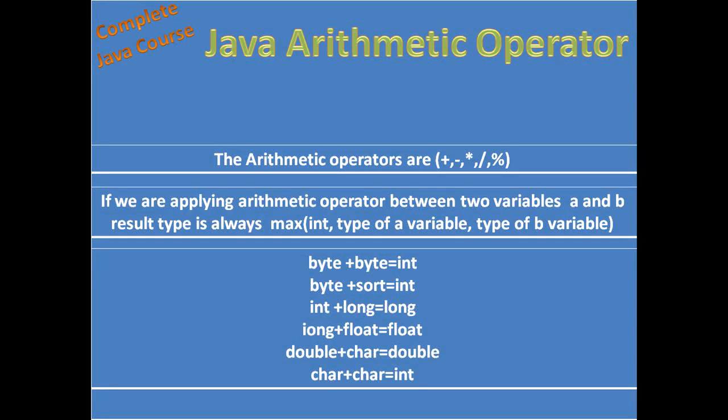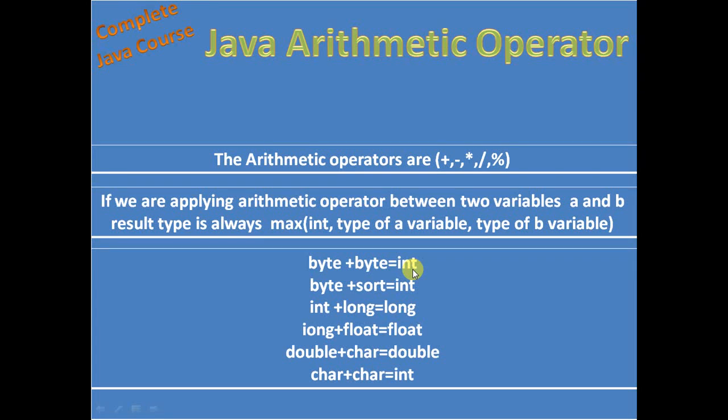Suppose you want to add two byte variables. Then the result will not be byte, the result will be integer type, because if you put this in the formula, the type of a variable is byte and the type of b variable is byte. So the maximum of these three operands is int. So the result will be int type.